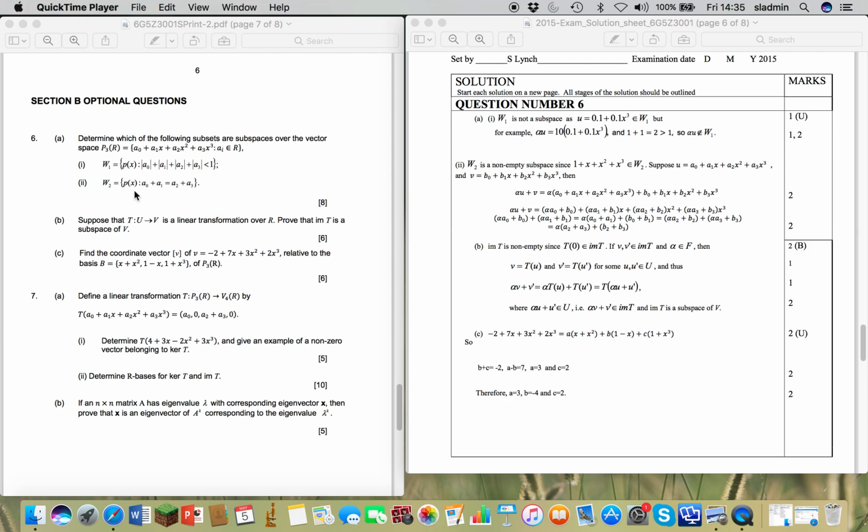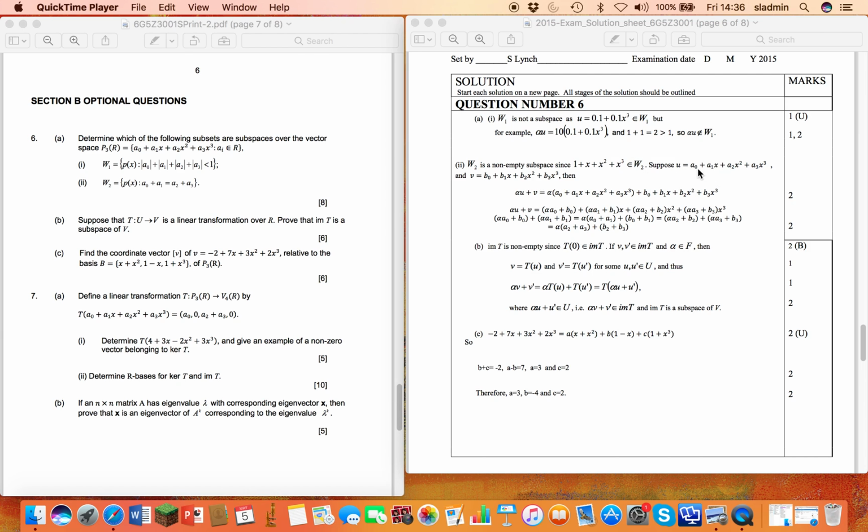Now W2 is equal to the subset of polynomials such that A0 plus A1 is the same as A2 plus A3. So we can certainly show it's non-empty because the vector 1 plus x squared plus x cubed is in W2, because A0 plus A1 is 2 and A2 plus A3 is also 2. So this vector certainly belongs to W2, showing that it is non-empty.